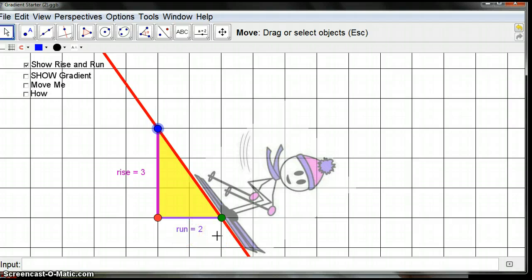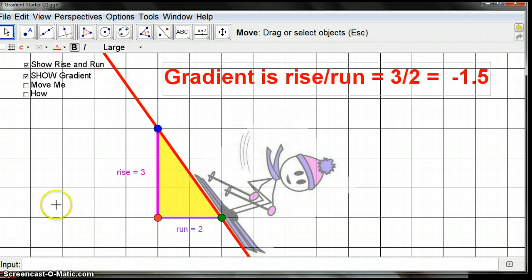Hang on. Rise over run. 3 upon 2, so it's 1.5. So -1.5. Okay. So the rise is 3, the run is 2. Rise divided by run, 3 divided by 2 is actually 1.5. Does that make sense? And it's negative because he's going downhill.